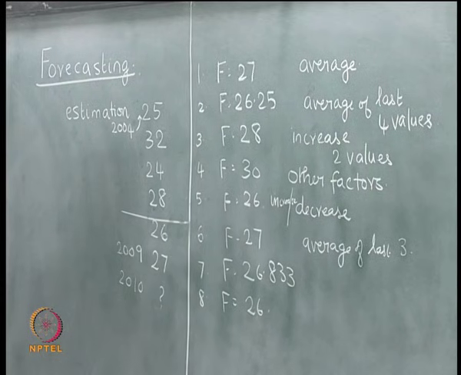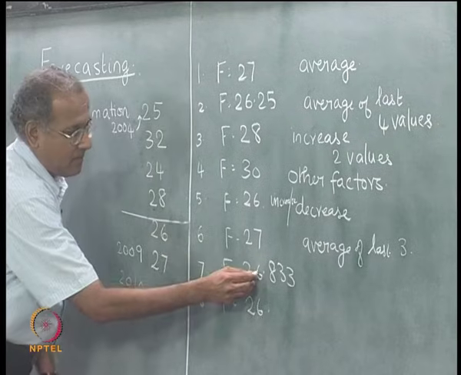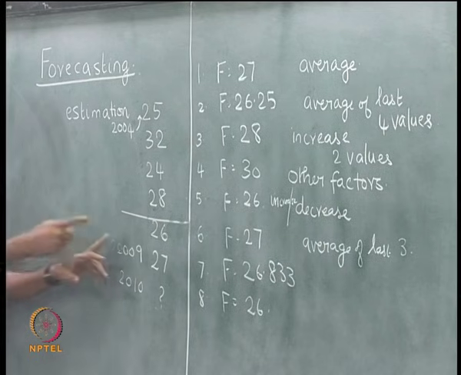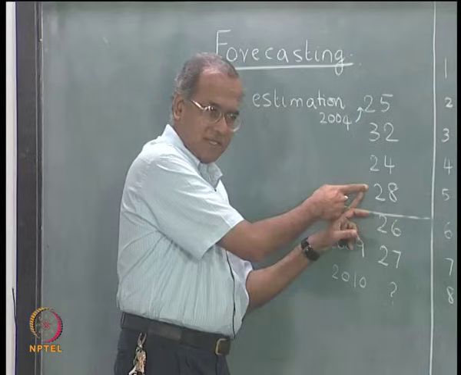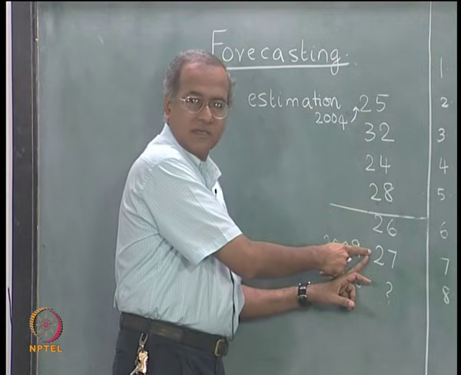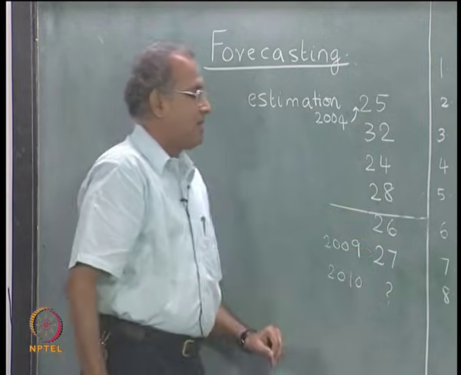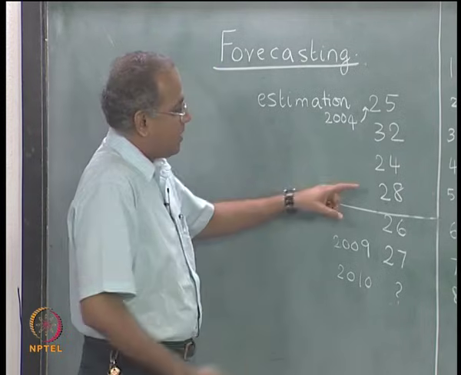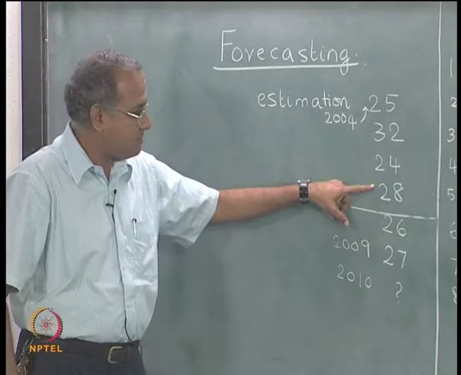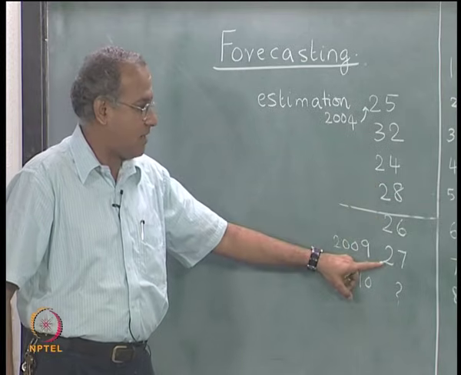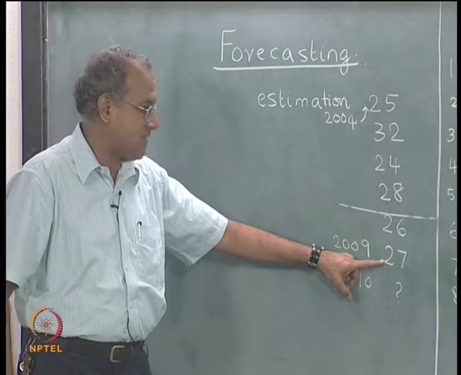The person who gave 26.833 also considered the last three values, but believed that since this value is the oldest among the three, this is older and this is the most recent value, the person gave weights and said this is going to have a weightage of 1, here there will be a weightage of 2, and here there will be a weightage of 3, which is the closest.